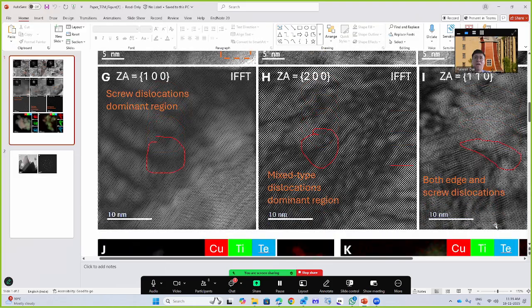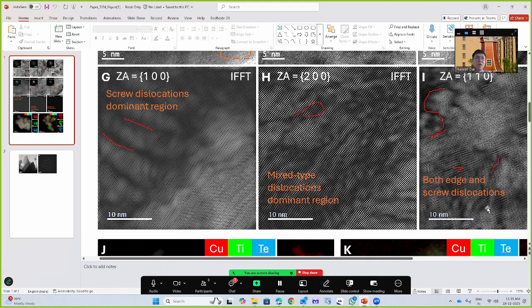Let's go down to G, H, I. This is the inverse FFT from the high resolution TEM pictures above. By doing this process, it is able to tell us that these high contrast areas, like this or like this, don't follow the single crystal periodic patterns. When they don't follow, they indicate defects.